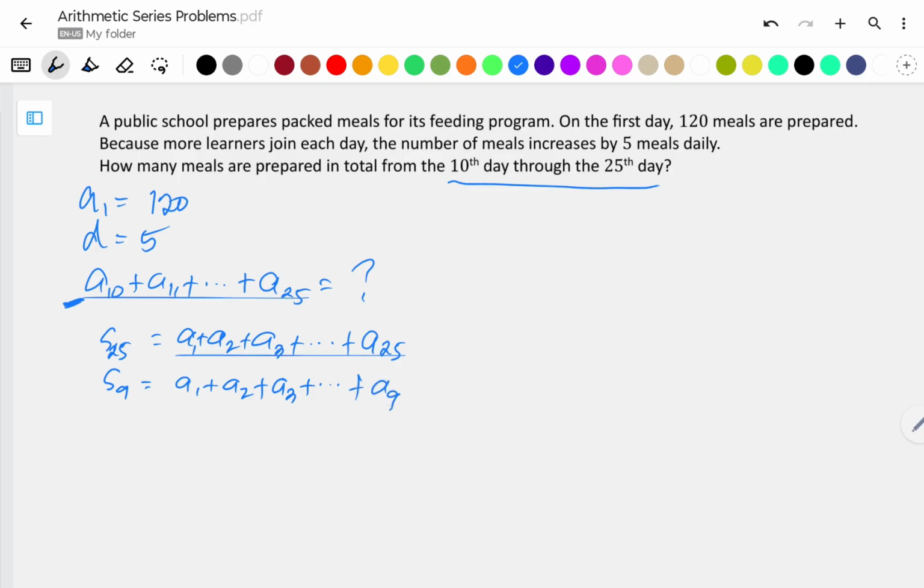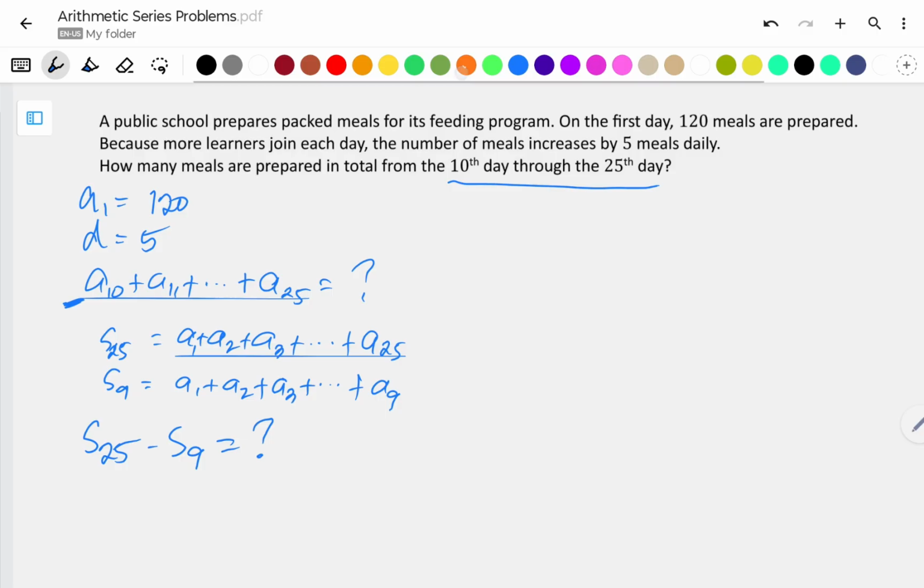So if we remove this S sub 9 from S sub 25, then we will get a sub 10 plus a sub 11 up to a sub 25. So what we're really looking for here is S sub 25 minus S sub 9. That will give us the total number of meals prepared from the 10th day to the 25th day. So first, let us solve for S sub 25.